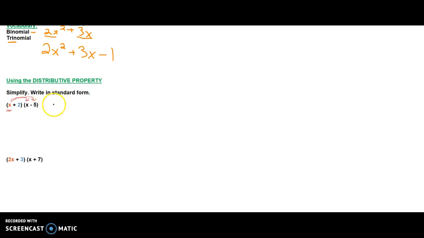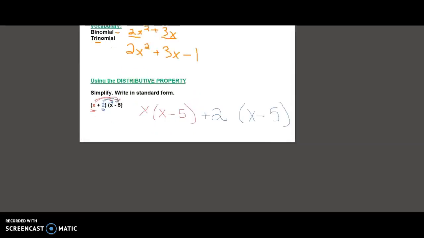So it would look something like this. x times x minus 5. Then we would look at the second term, and it would have to be distributed to both terms. So plus 2, that second term, times x minus 5. And we're going to complete this problem with the distributive property.